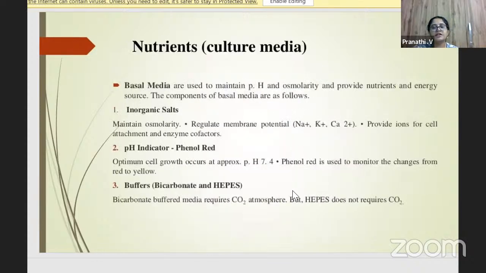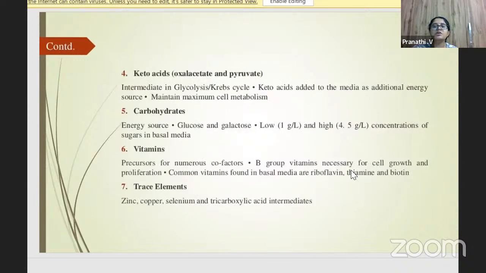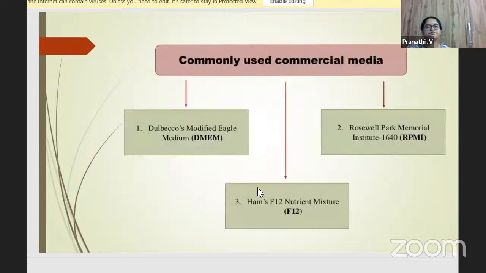So again, what is the basal media? Inorganic salts, a pH indicator, and a buffer. And also you're going to give different kinds of keto acids for your Krebs cycle and glycolysis to take place. Carbohydrate is your energy source, so you're going to give either glucose or galactose. Different kinds of vitamins are given because they are going to be cofactors in different mechanisms. So what are the vitamins that are given usually? B2, thiamine, that is B1, B6, biotin, riboflavin. And trace elements are given, that is your micronutrients.